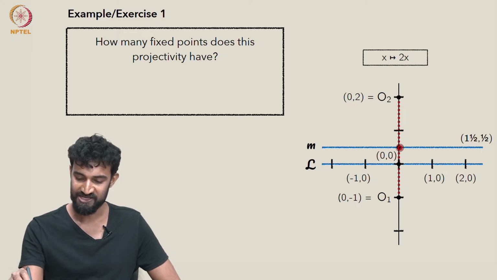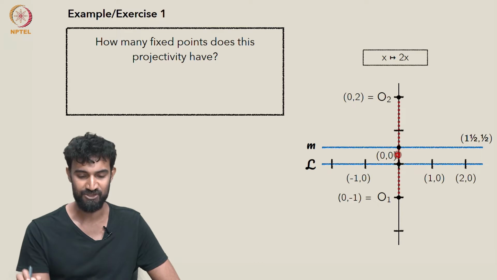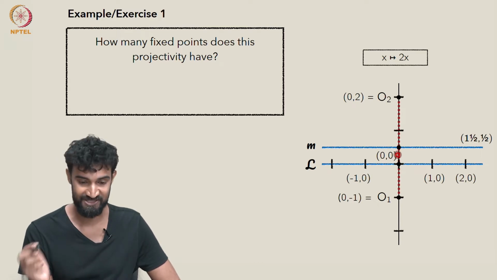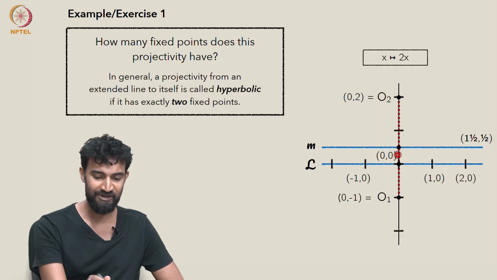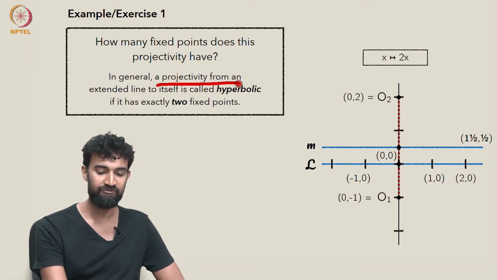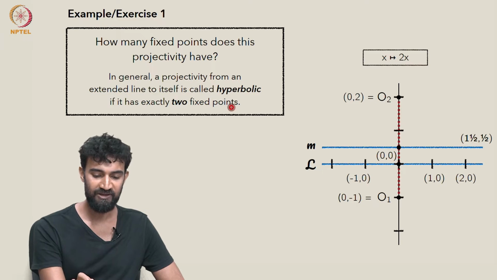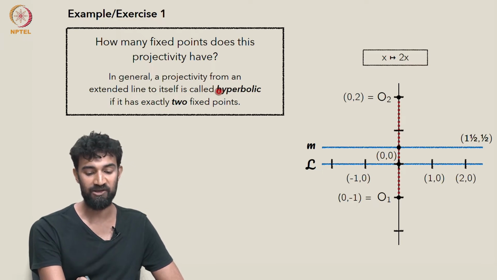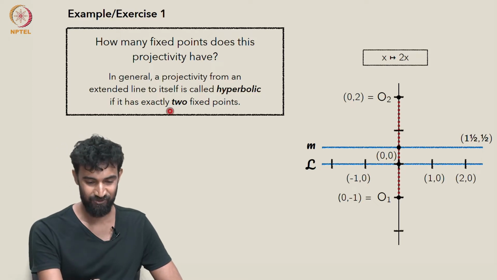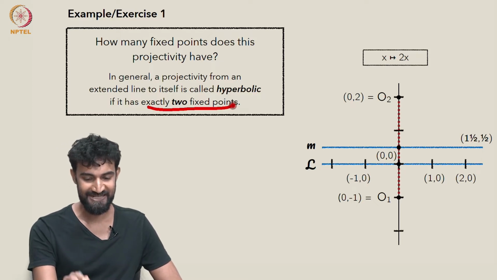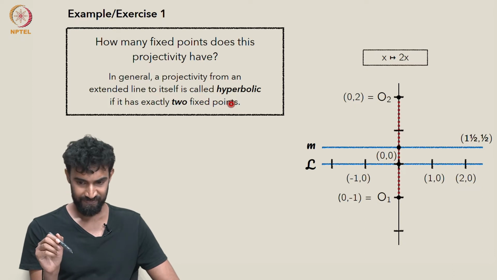Then FO2 is going to send 0, 1 half back down to 0, 0. So 0, 0 is fixed. So there's two fixed points. Now, in general, if a projectivity from a line to itself has two fixed points, we call it a hyperbolic projectivity. That's just a technical term for it, but it means that it has exactly two fixed points.